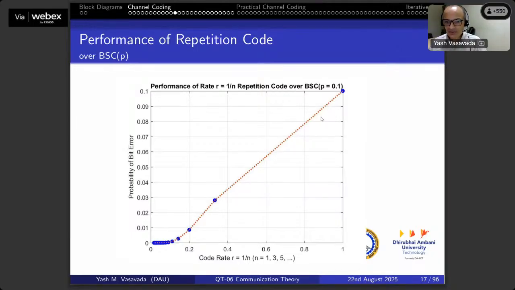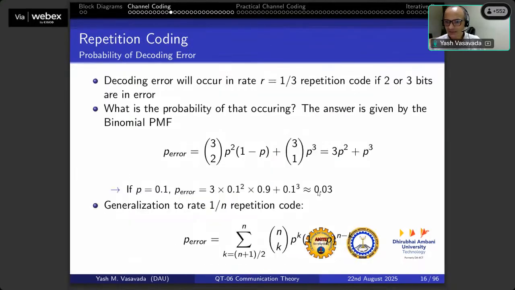What this chart is showing is how the probability of detection error decreases as n increases, or the code rate R effectively decreases. When there is no coding, you get 10% error. That is the error introduced by the BSC channel. But if you put rate 1/3 coding, then that suddenly reduces to about 3%, which is the value that we have calculated here.